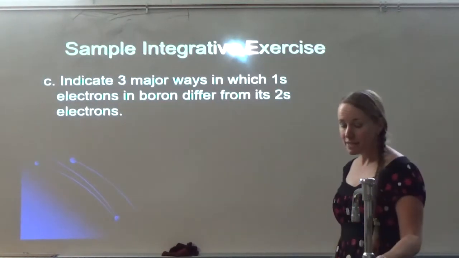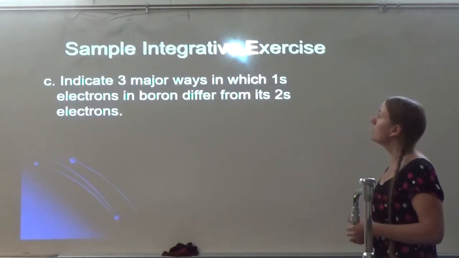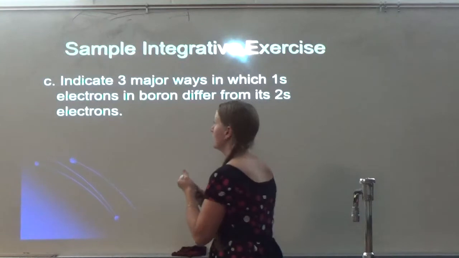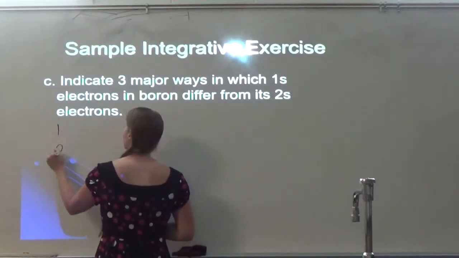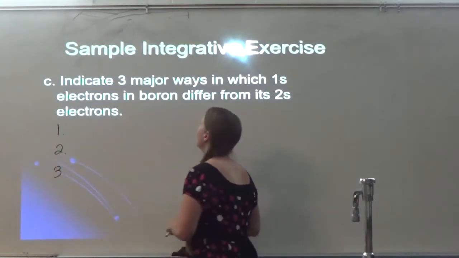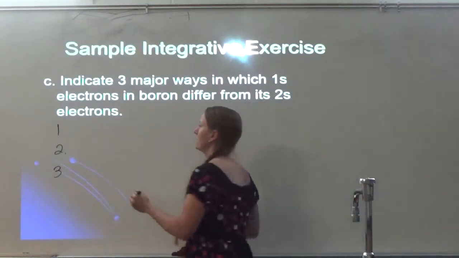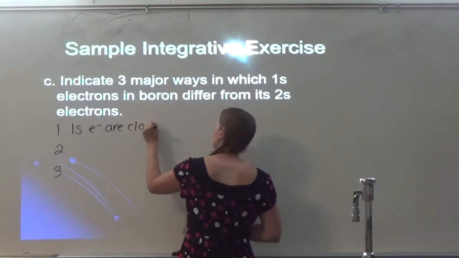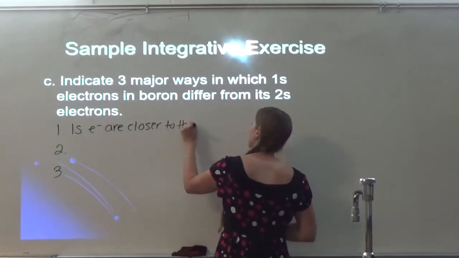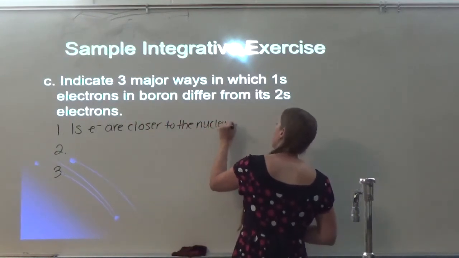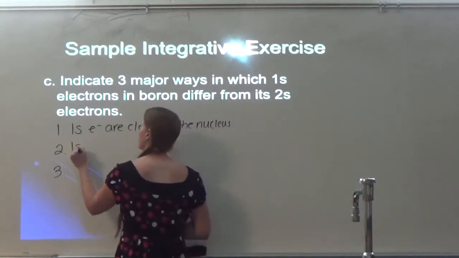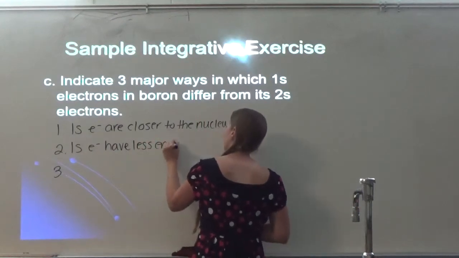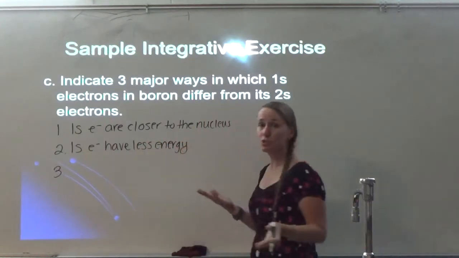All right, so then it says indicate 3 major ways in which 1s electrons in boron differ from 2s electrons. All right, so we're listing 3 ways. Well, the 1s ones would be closer to the nucleus. 1s electrons are closer to the nucleus. Another is we could say 1s electrons have less energy because they're closer to the nucleus.